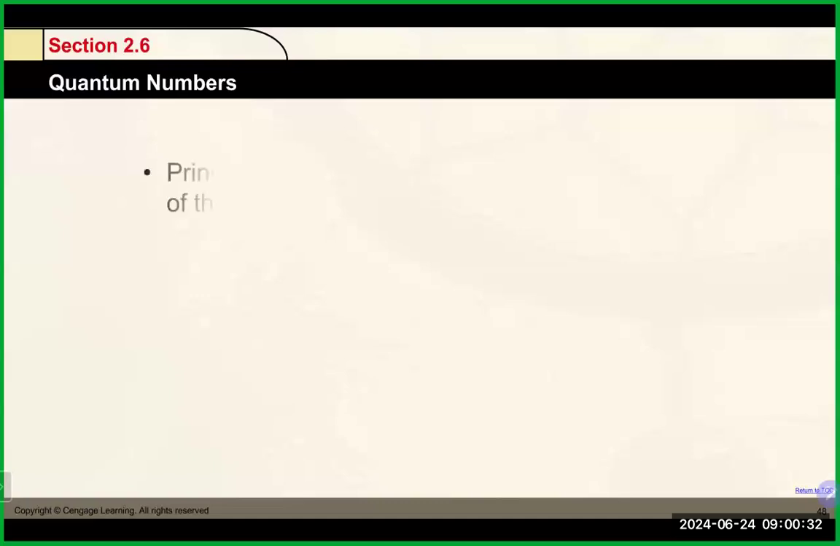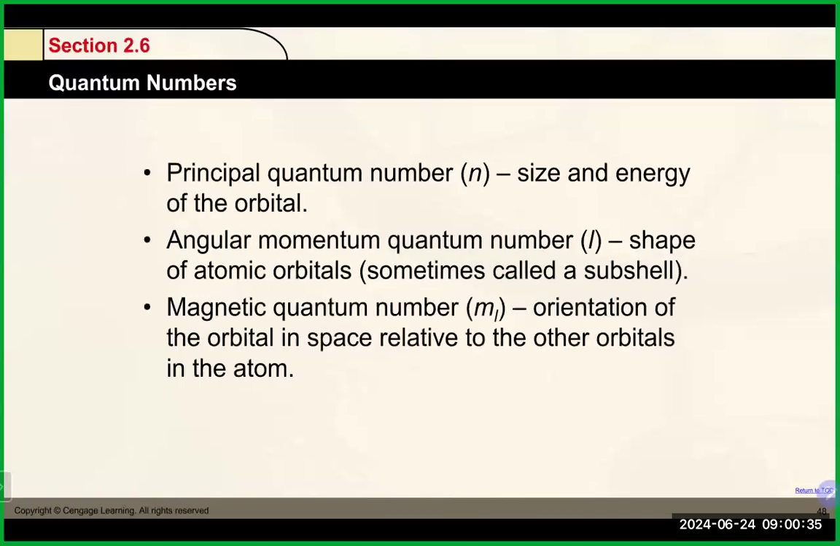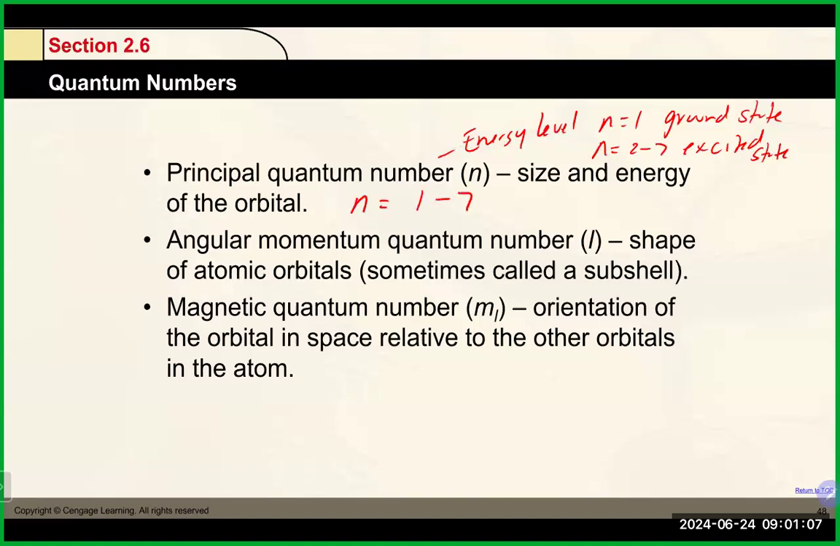So let's talk about the different types of quantum numbers, one of which we've already talked about, which is the principal quantum number. The principal quantum number is abbreviated with an N, and it's basically the energy level for the most part. As we talked about, N equals 1 is the ground state, lowest in energy, closest to the nucleus. And 2 through 7 are excited states, higher in energy, further away from the nucleus. So N could have a value of 1 through 7. Those are all the possible values for N.